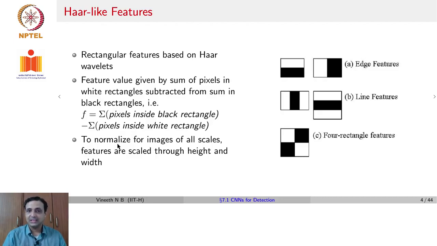And to normalize for images of different scales, these features could be scaled through height, through width, or even different kinds of patterns, as we will see. So while you could have a 6x4 filter, a 10x6 filter, or a 10x24 filter, and so on and so forth, you could have them of various sizes depending on what you're applying these Haar wavelets for.